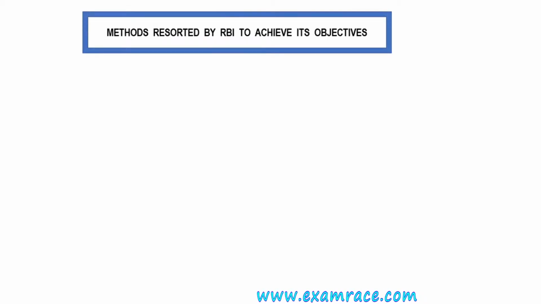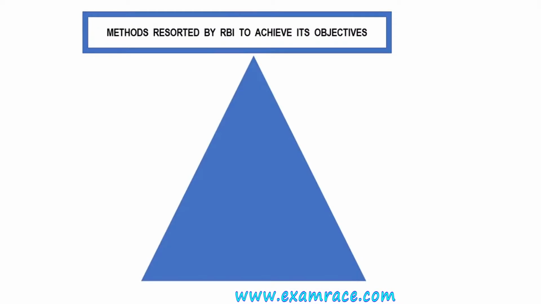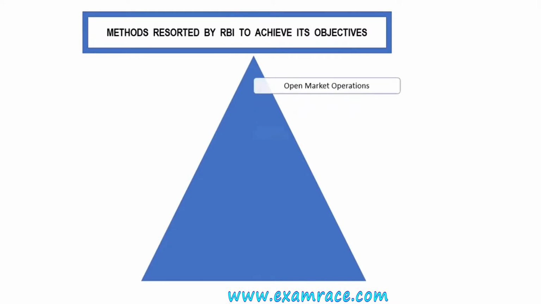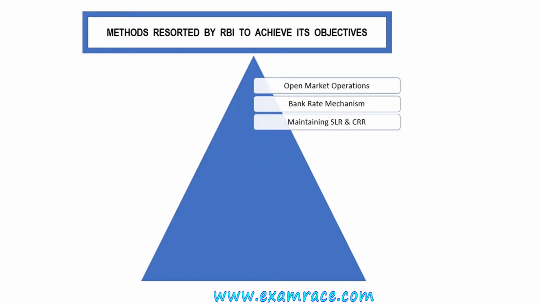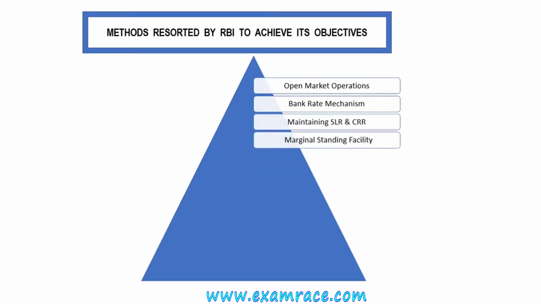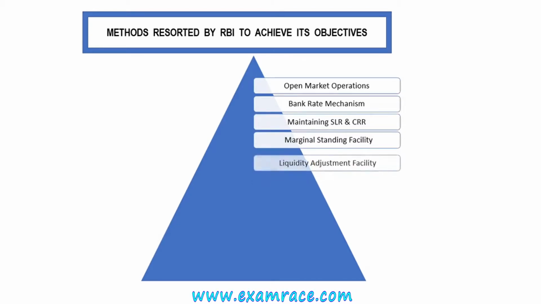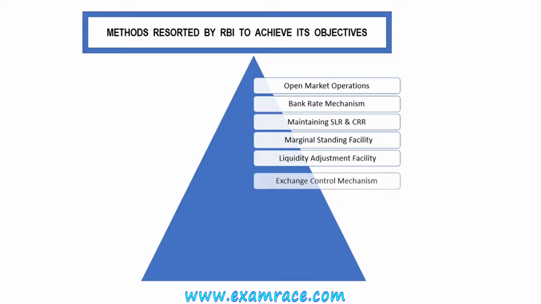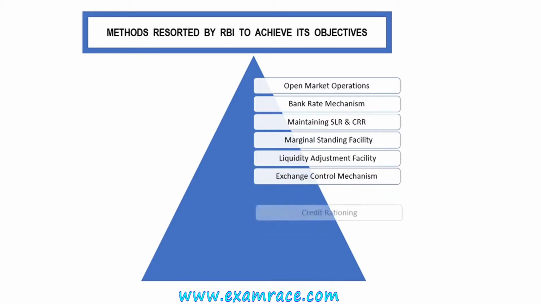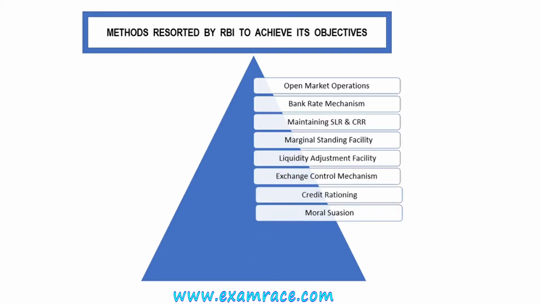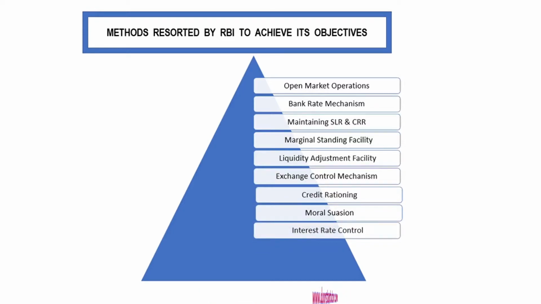Now, there are various methods resorted to by RBI to achieve its objectives. Let us look one by one. First is open market operations. Second is bank rate mechanism. Third is maintaining different rates like SLR and CRR. Next is MSF, that is marginal standing facility, and liquidity adjustment facility. Exchange control mechanism, credit rationing, moral suasion. There are different interest rates like repo rate and reverse repo rates.